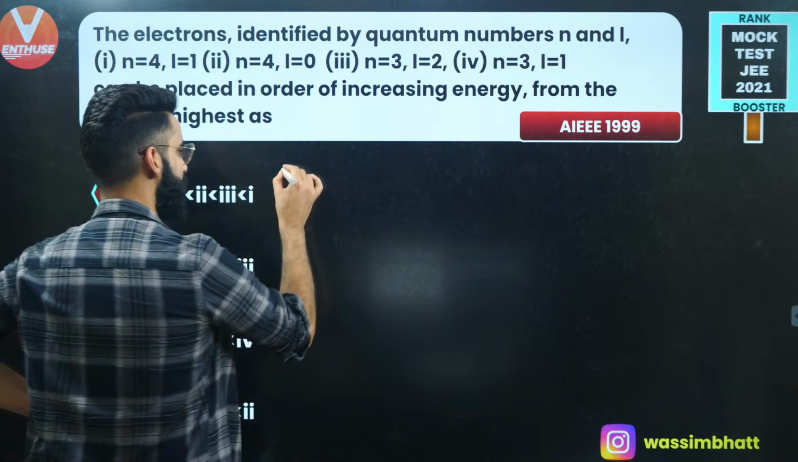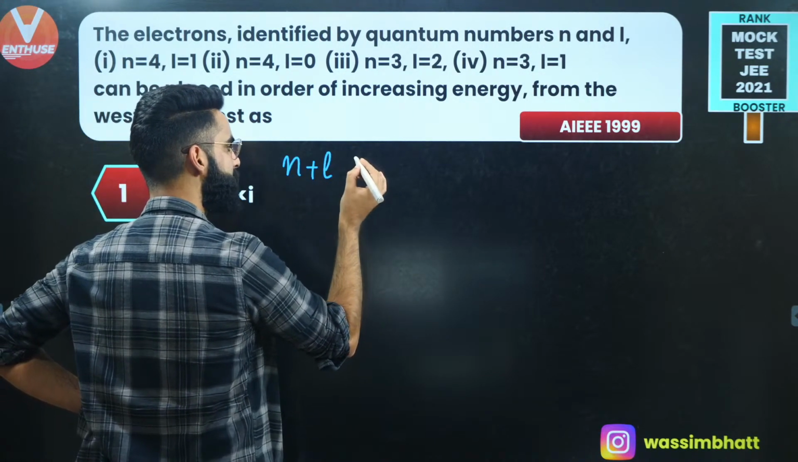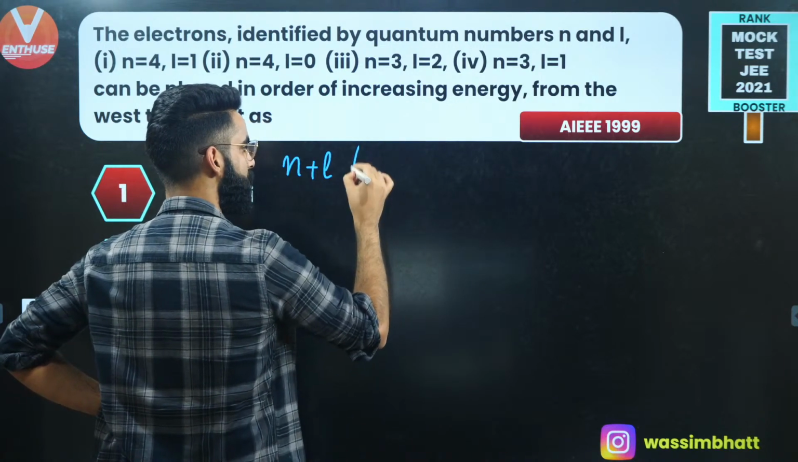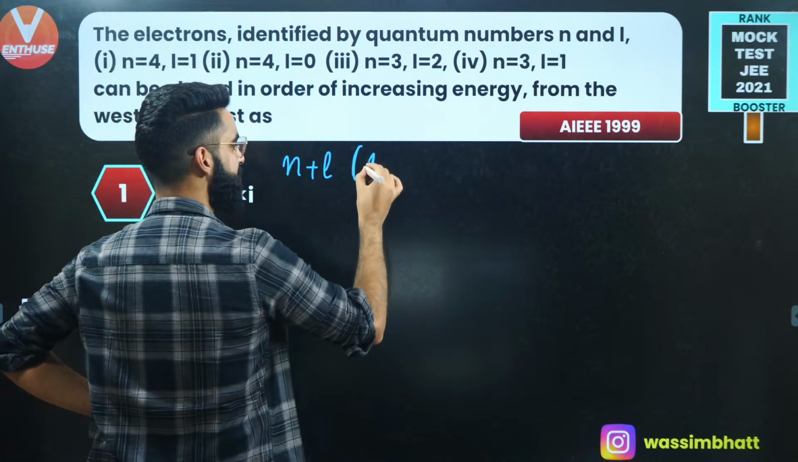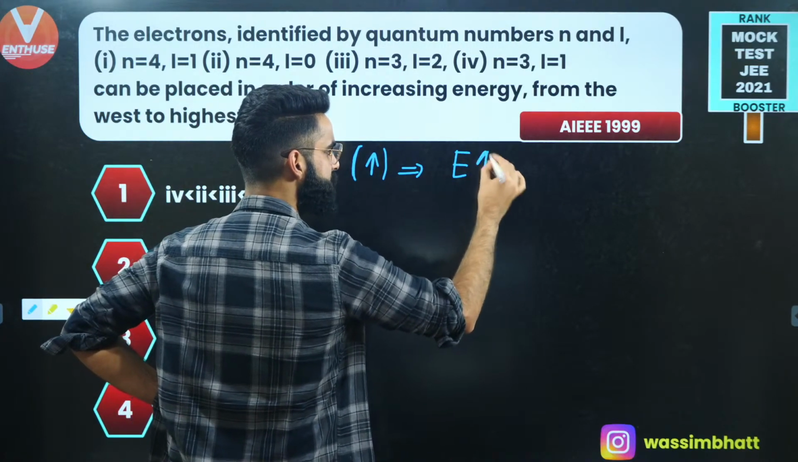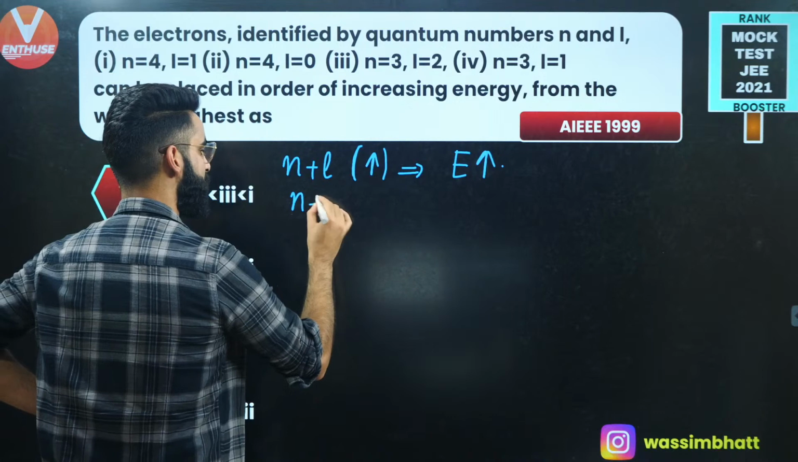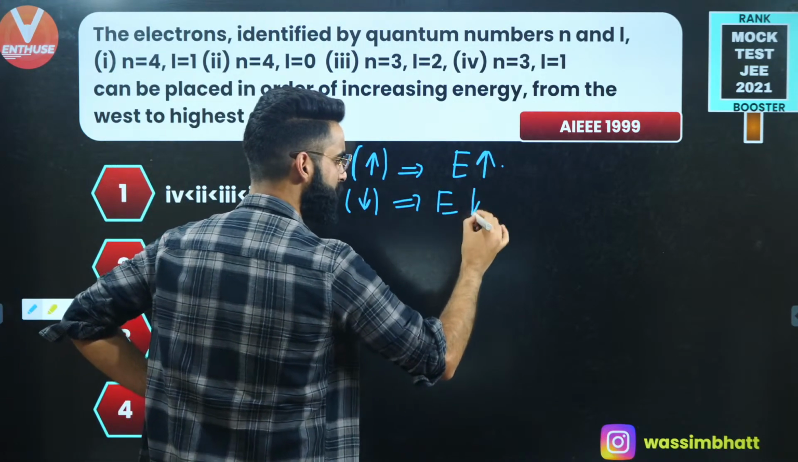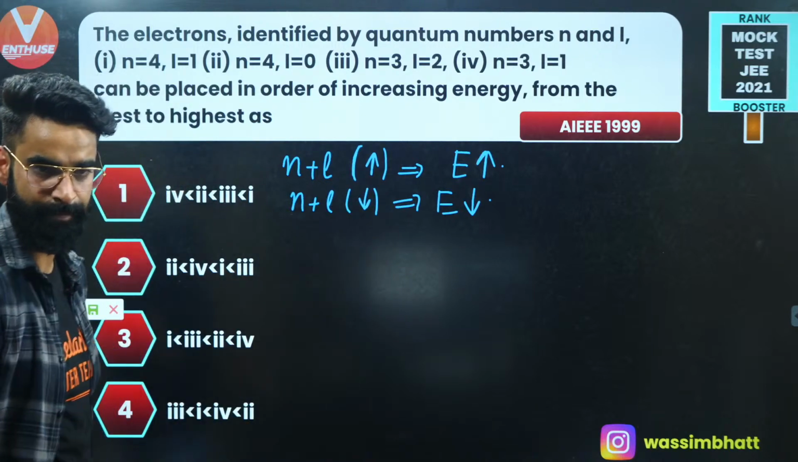First of all, there is one rule called the n plus l rule. For the electron whose n plus l is more, that orbital will have more energy. If the value of n plus l comes out to be less, that simply means less energy. You might have heard of the Bohr-Bury rule in your atomic structure.